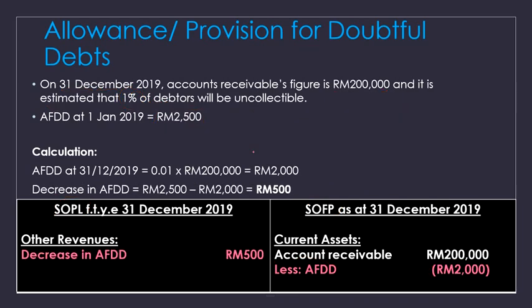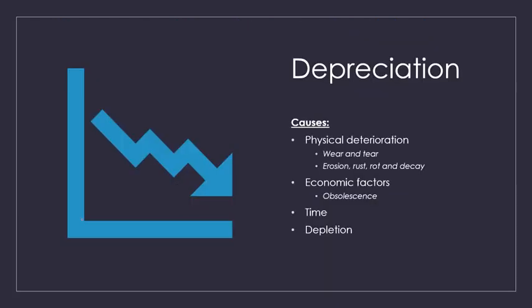So now I nak tunjuk kalau AFDD tu decrease, so dia akan berada di revenue, di bahagian revenue. Okay, nak you all tahu tu je dulu. Nanti bila dalam soalan I akan tunjuk lebih detail lagi.